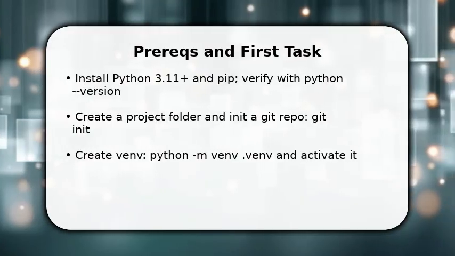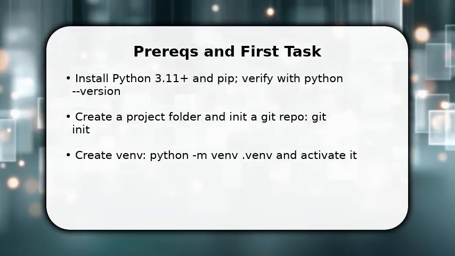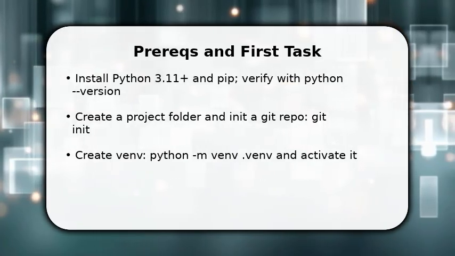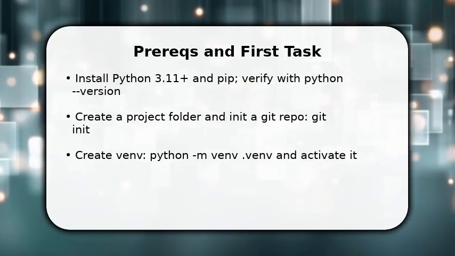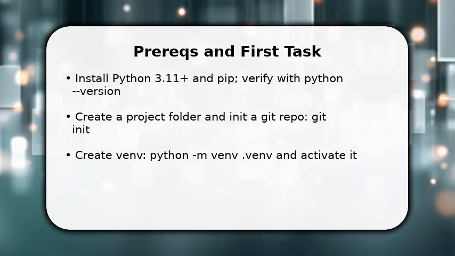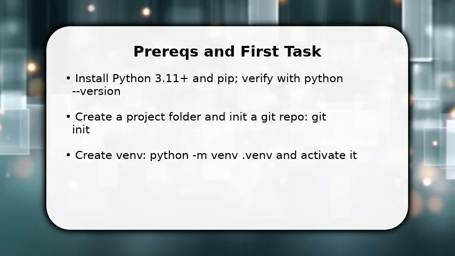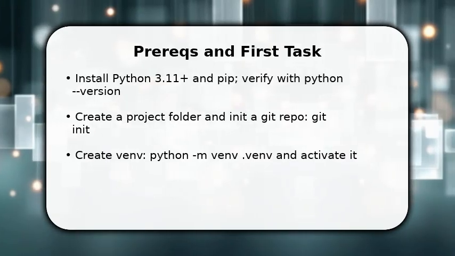You start by making sure Python 3.11 plus is installed and pip works. Run python --version. Once confirmed, create your project folder and initialize Git so you track changes. Next, create and activate a virtual environment with python -m venv. Venv isolates dependencies. After activation, install a minimal toolset like pip, wheel, and setuptools and confirm with pip list.